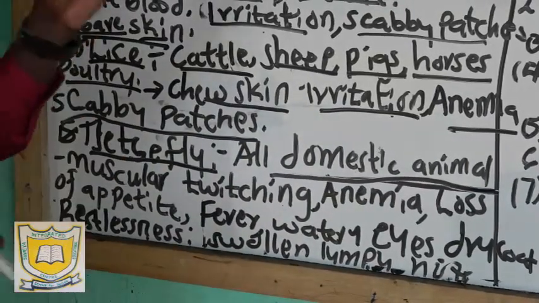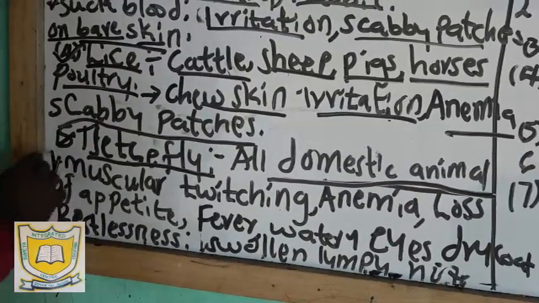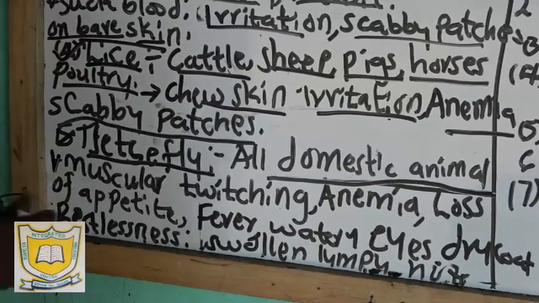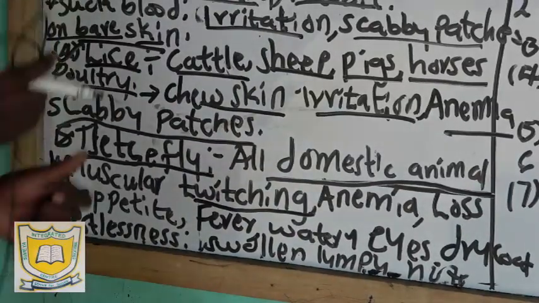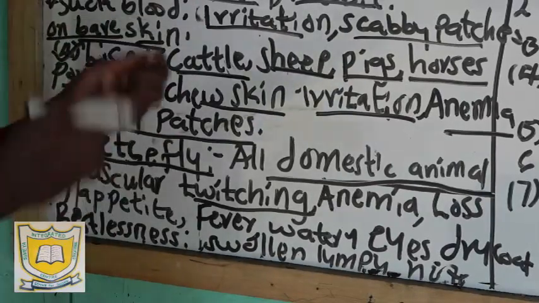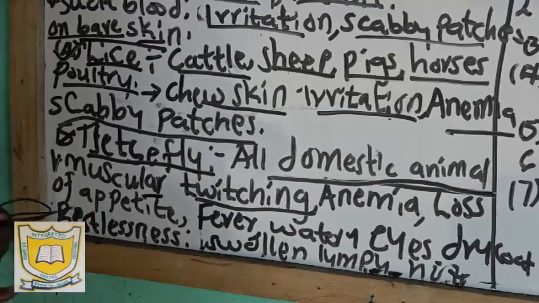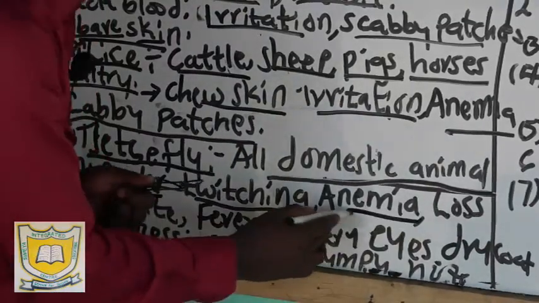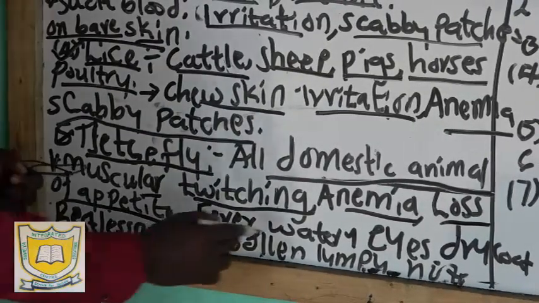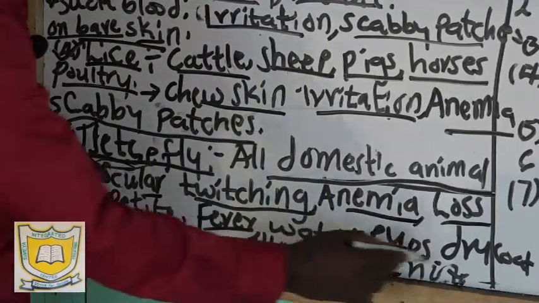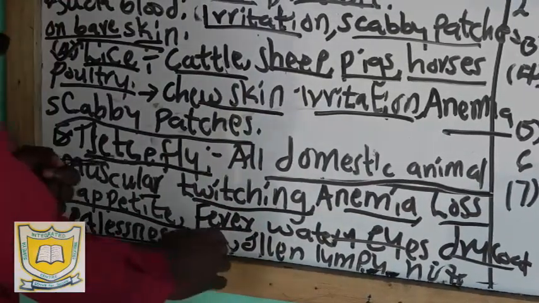We are going to discuss more effects of this tsetse as we move forward, but now you have to understand that the first effect that we have is what we call the muscular twitching. What is the muscular twitching? It causes weakness in the muscles. So it causes the muscles to be very weak, hence causing what we call the muscular twitching. It causes what we call also anemia. We have also loss of appetite. Then also it causes fever, watery eyes, dry guts, and what we call restlessness and swollen lymph.